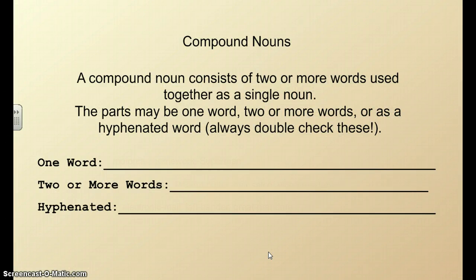A compound noun consists of 2 or more words used together as a singular noun. One of the parts of it must be a noun. One part may be an adjective, though, giving further detail. So when I say motor car, motor and car are both nouns. Homework, home and work are both nouns. But with Superman, super is an adjective. However, collectively it is this proper noun of Superman.